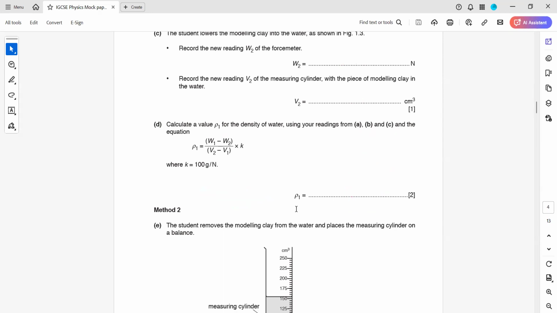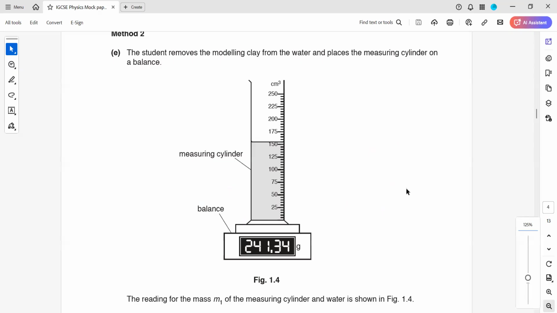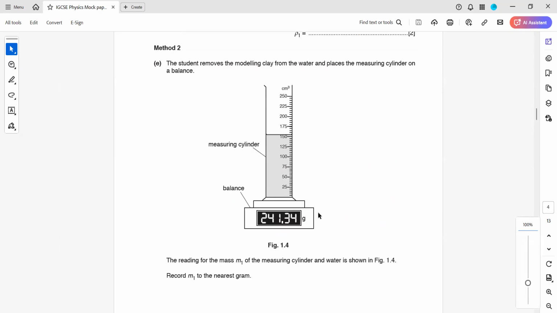So in method 2, what did the student do? The student removed the modeling clay from the water and placed the measuring cylinder on the balance. As you can see, he places the measuring cylinder on the balance and is recording the mass of the measuring cylinder and the liquid together. The reading M1 of the measuring cylinder is shown. Record M1 to the nearest gram. So how much should I write in grams? What should be the number?